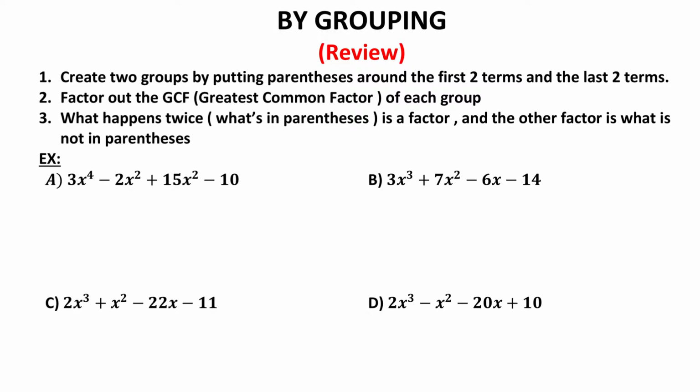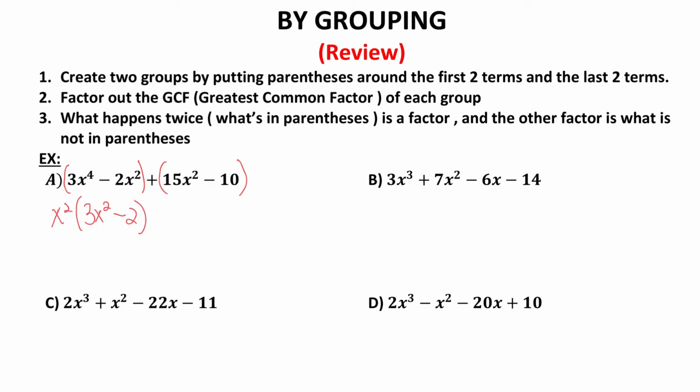This first example, we have 3x to the fourth minus 2x squared plus 15x squared minus 10. We're going to group together the first two terms with the last two terms. When we look at the first group, we want to factor out the GCF. The GCF of those two terms would be x squared. We don't have a coefficient in common. So when I divide by x squared, I would be left with 3x squared minus 2.